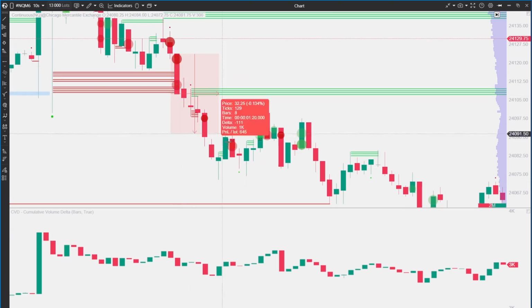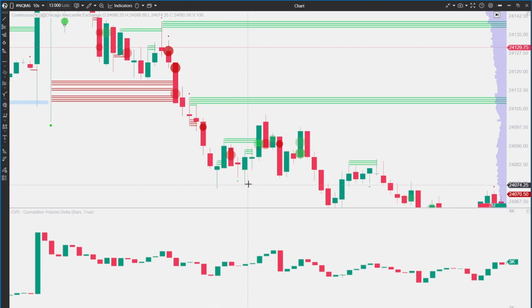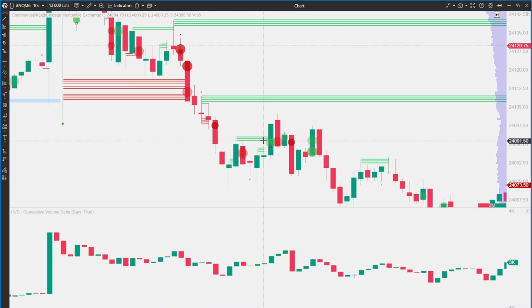So price goes down. The delta is still bearish at this point. We get some bullish absorption. Price pulls up. And then we get this really big bullish trade. Now, I want to focus on this trade because I want you guys to take a look at this one.